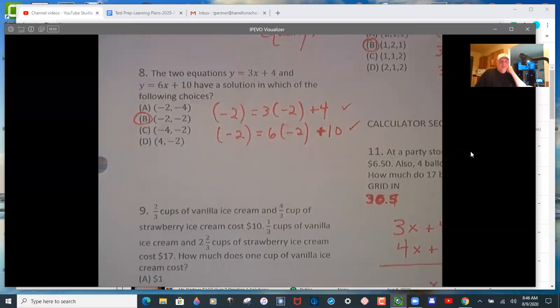With the two equations, have a solution in which of the following choices. Okay, so you're solving.